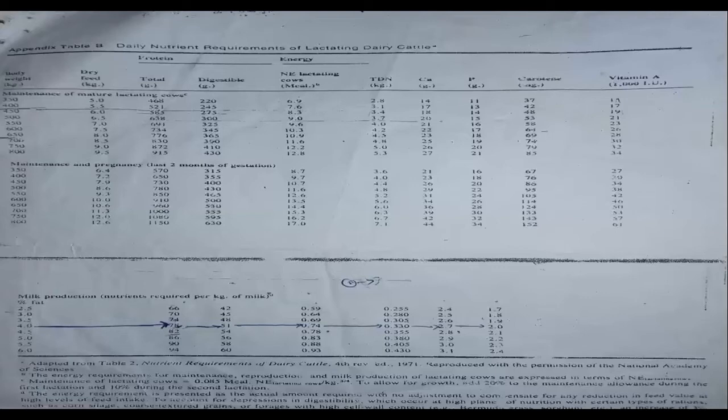It's okay, sir. If you check the daily nutrient requirement of the lactating dairy cattle, if you check that 400, that is the maintenance of mature lactating cow. If you check the 400 kg, when they are weighing 400 kg, the nutrient requirement per day.